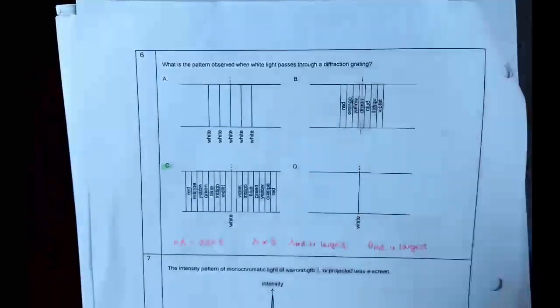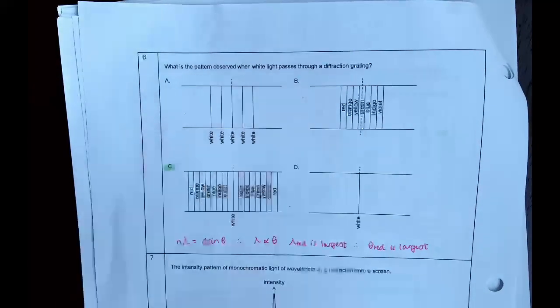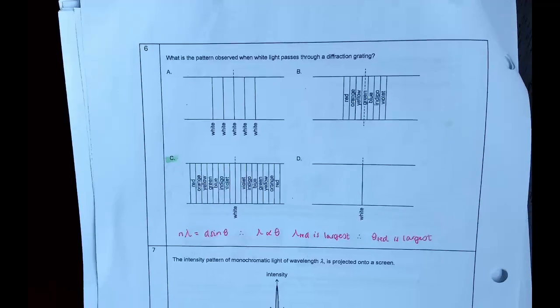In question 6, the pattern observed when white light passes through a diffraction grating. We looked at these in the classroom when we looked at white light, and we know we should see a rainbow, so that should already narrow it down a little bit. But again, we've got n lambda = d sin theta, so we know that the angle to a maxima is proportional to the wavelength. We know that the red wavelength of visible light is larger than the other colours, therefore theta for red will also be larger. So if you're measuring out from that centre, that angle will be largest for red. That gets you C. That's one to remember.